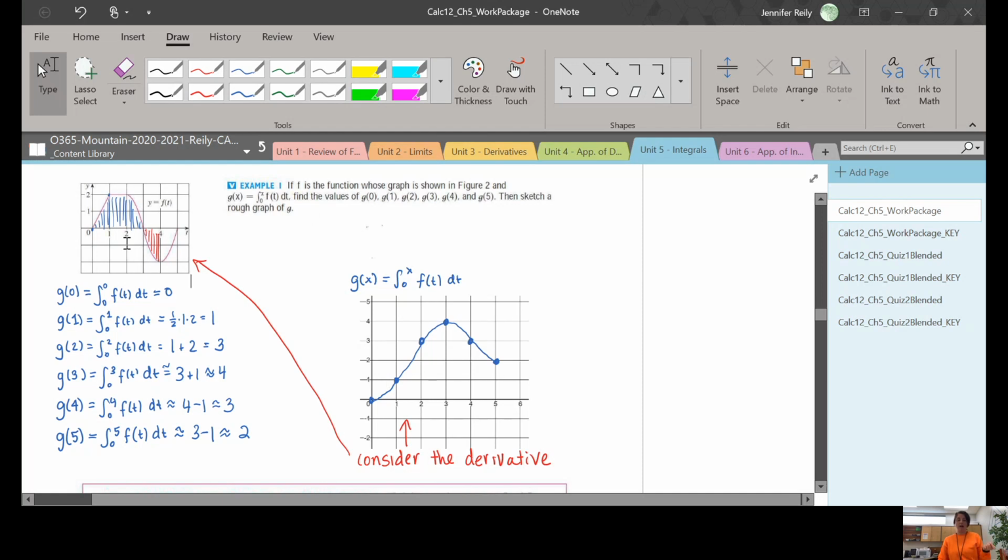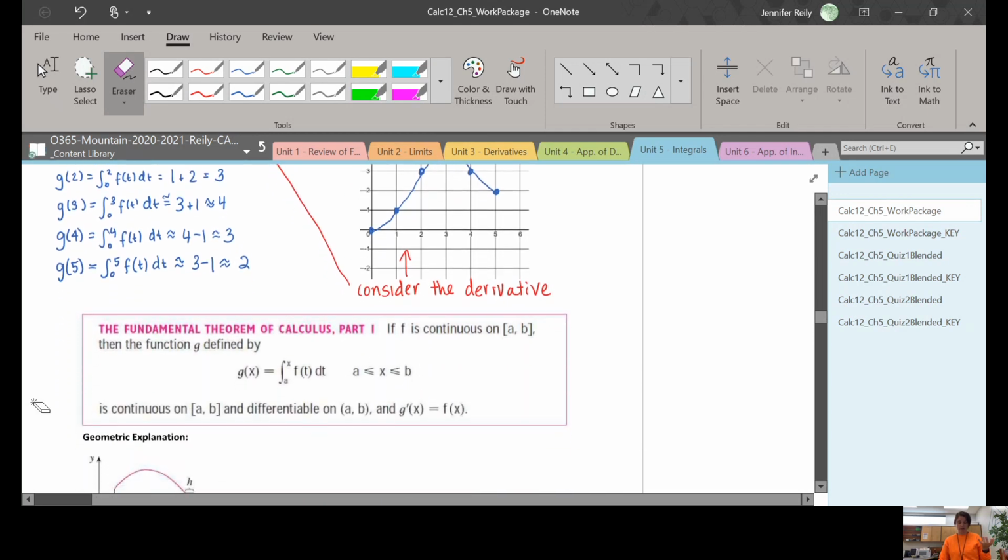So the derivative of the area graph is the original graph. That's what the fundamental theorem of calculus says. The derivative of the integral is the original function. So the fundamental theorem of calculus is that integrals and derivatives are essentially opposite operations. And that is a really cool thing.